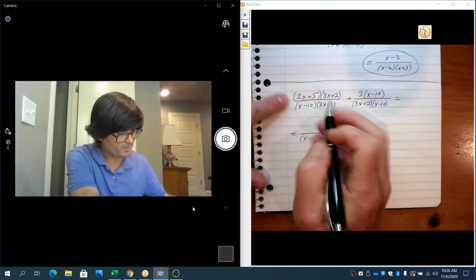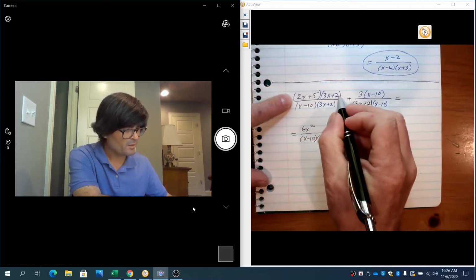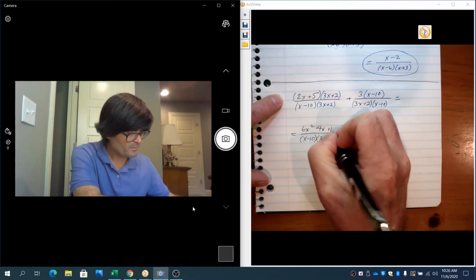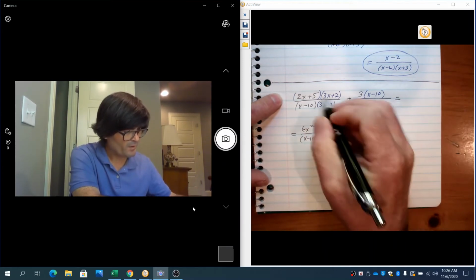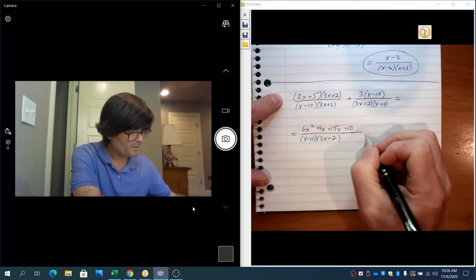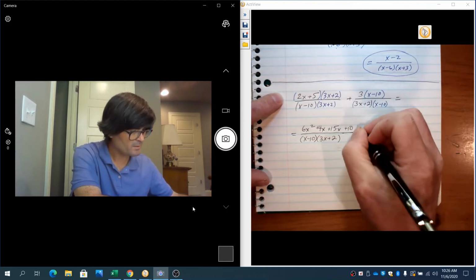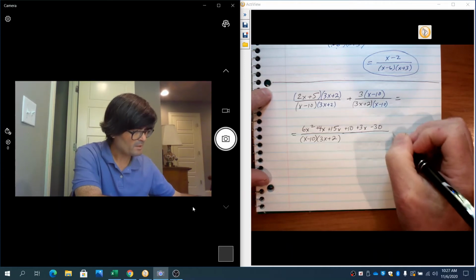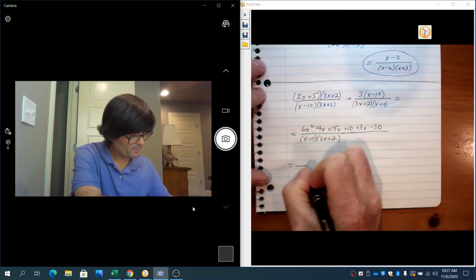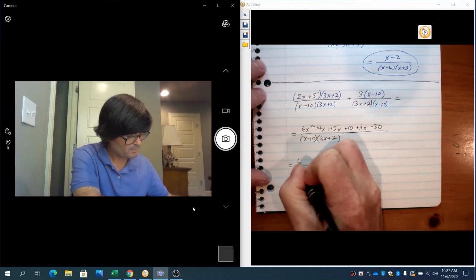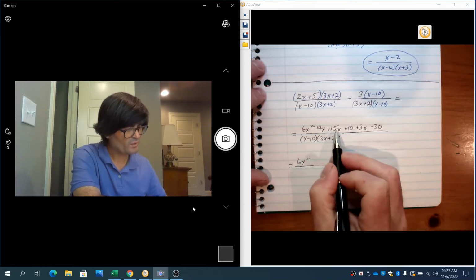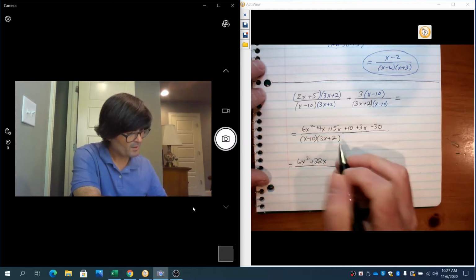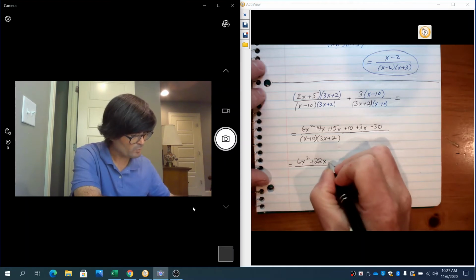We have 2x times 3x, 6x squared. 2 times 2x is 4x. 5 times 3x is 15x. 5 times 2 is 10. Then over here we have plus 3 times x, 3x, plus 3 times minus 10 is minus 30. And finally, on top we have 6x squared, 4x, 15x, and 3x. That adds up to 22x. And then 10 minus 30 is minus 20.